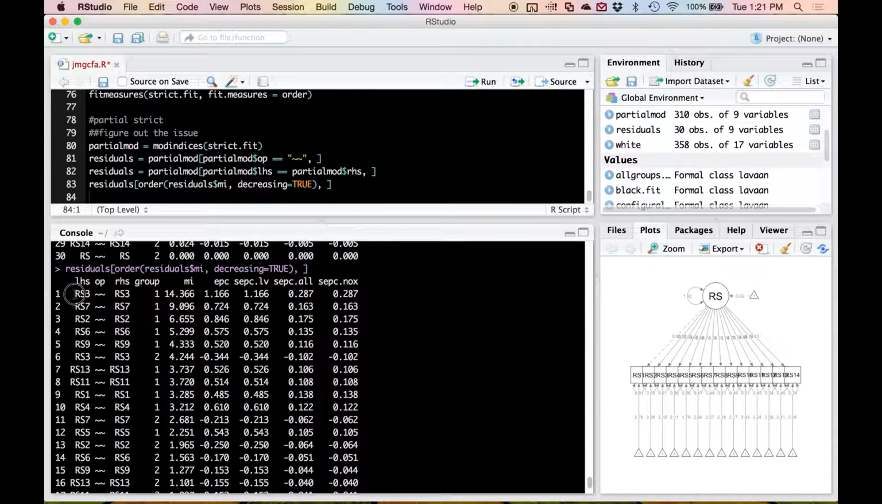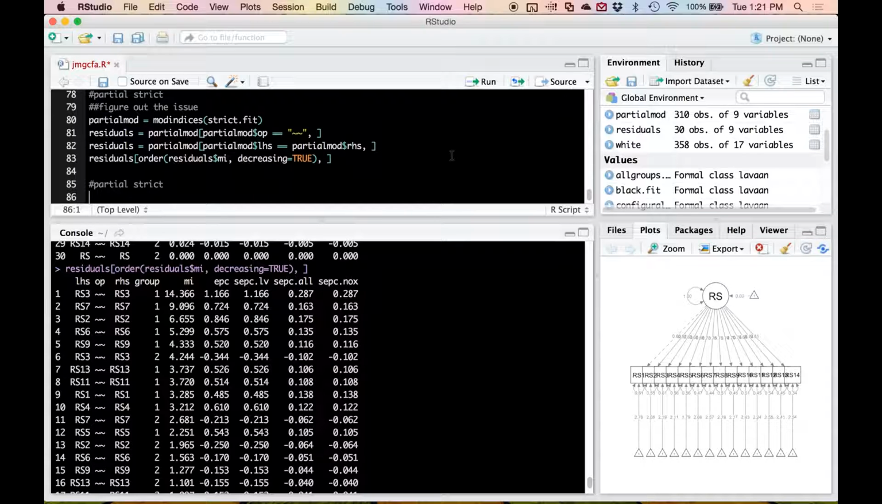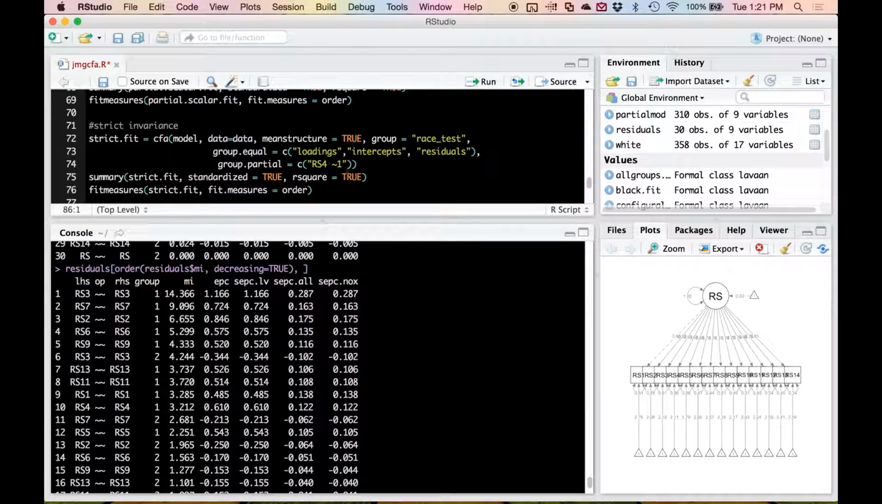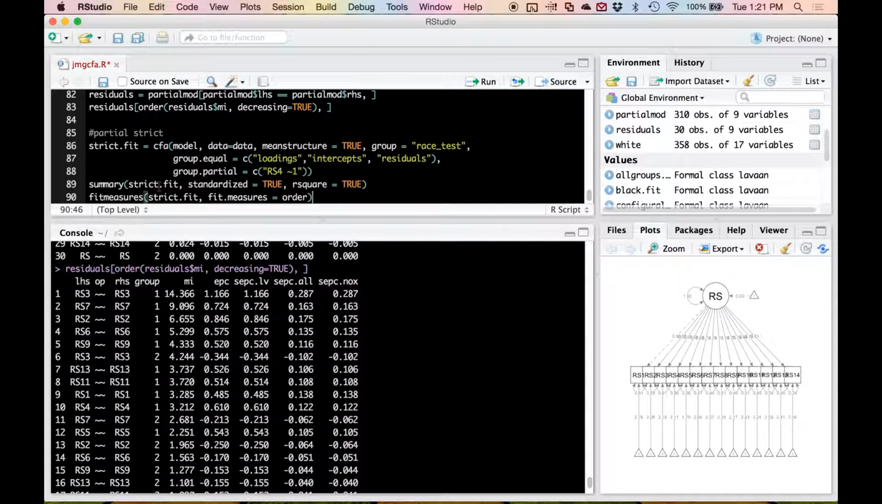So let's highlight this little piece of code right here. Oh, actually, let's do one more thing first. So let's do partial strict. So I'm going to cut and paste my strict piece here. Stick that down there, and then change all this to be different. Partial strict.